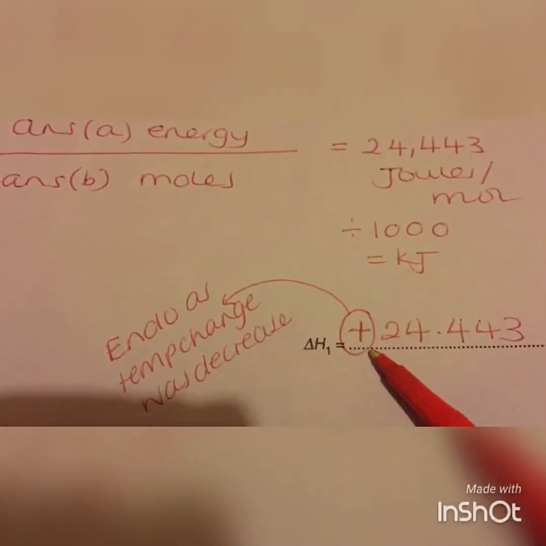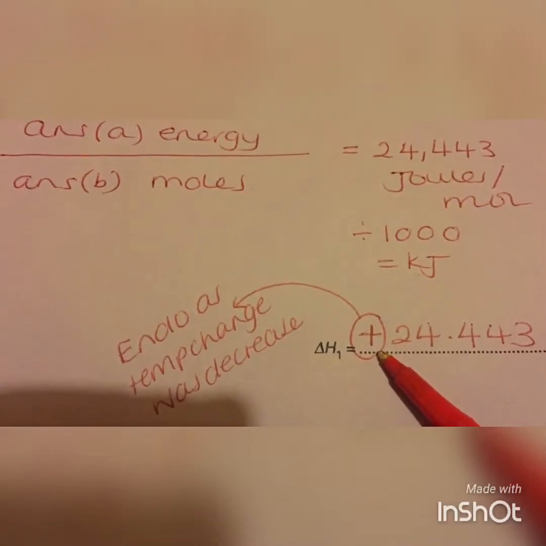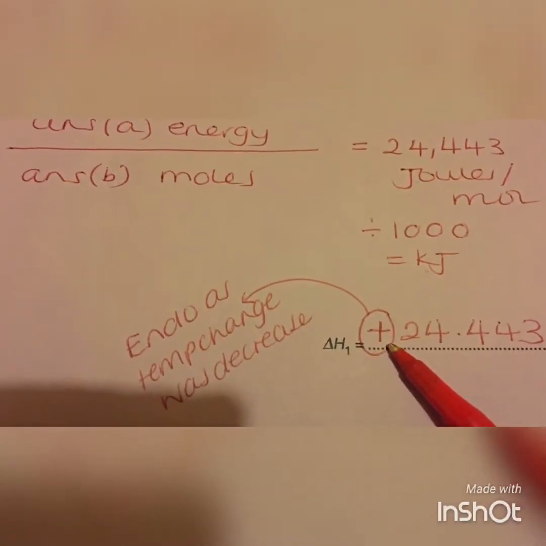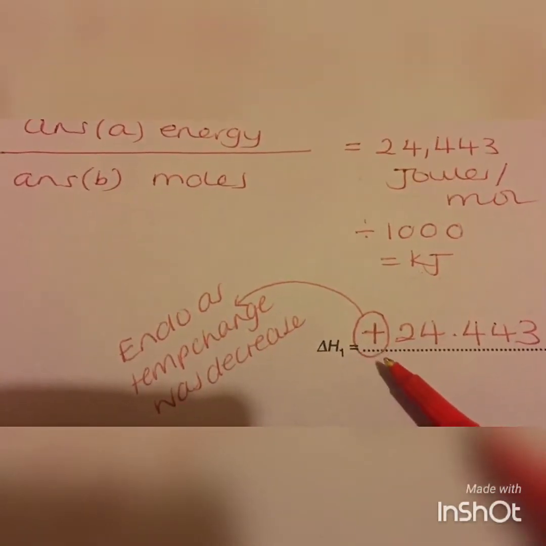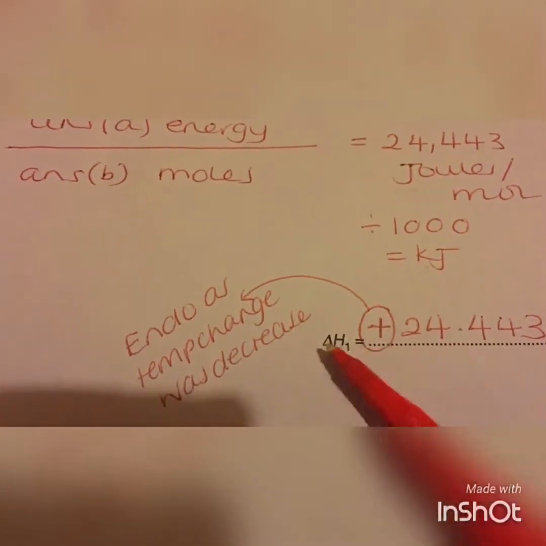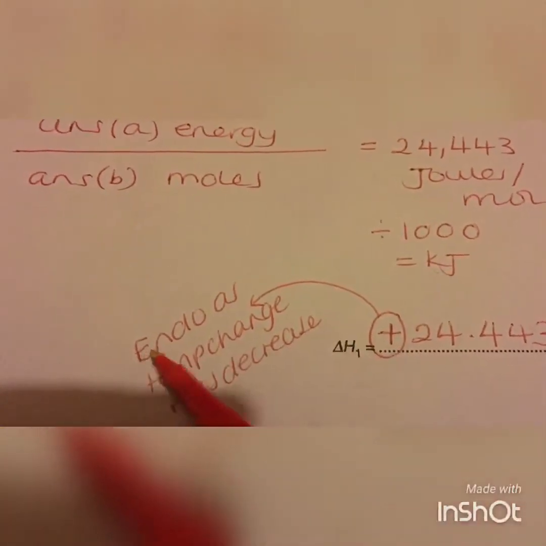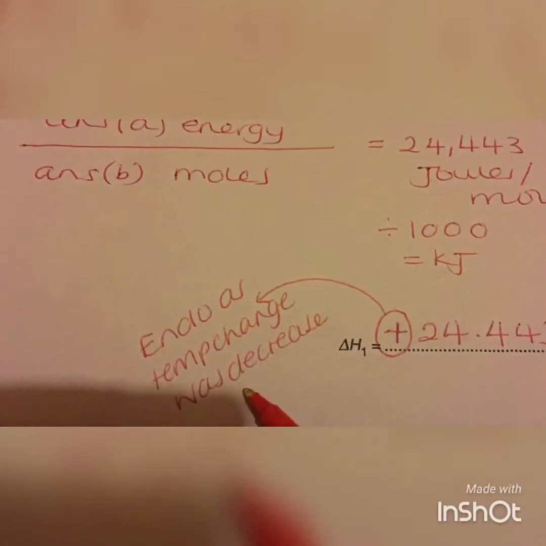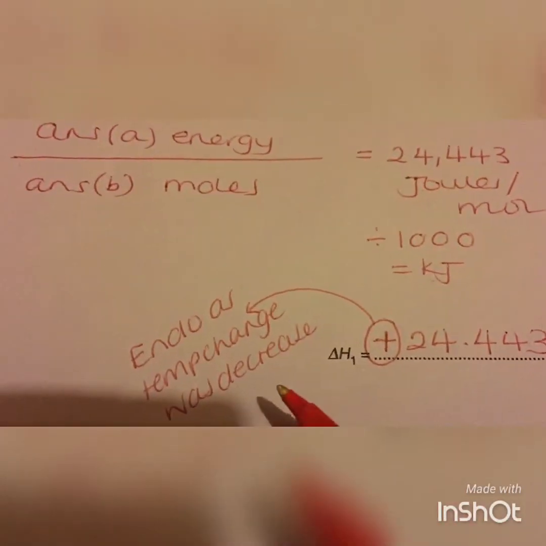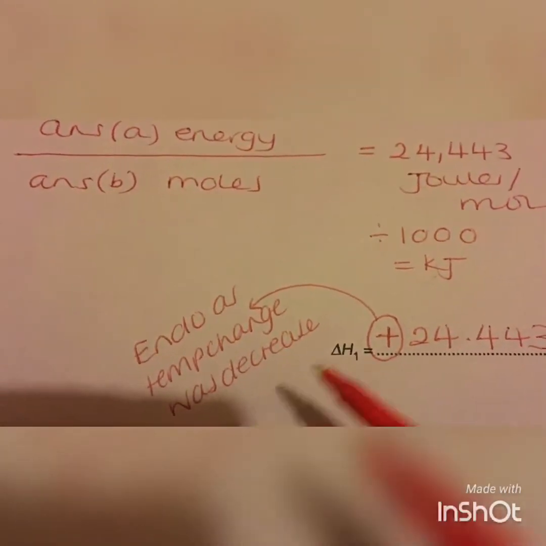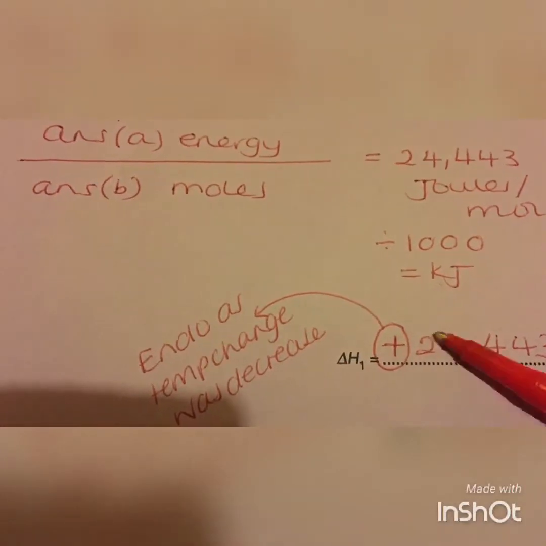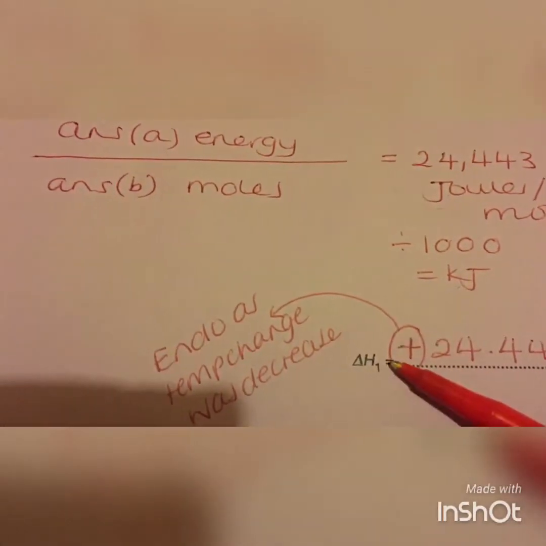The sign is important. If there is an absence of a sign, it will be assumed that you mean it's positive. In this case, it's good to get into the habit of writing positive or negative. And this one is endothermic, and we know it's endothermic as the temperature change was a decrease when we looked at the table record. So my temperature went down, and therefore I know what my sign is going to be here.